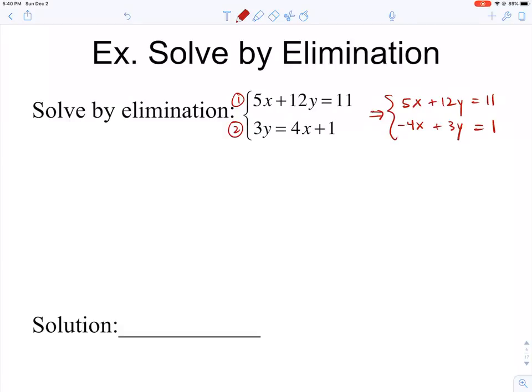Okay, and then neither of the coefficients are opposites of each other, so we're going to need to use the multiplication property of equality. I know that 3 is a factor of 12. So if I multiply the second equation by -4, that will make the coefficients for the y's opposites of each other. So that's what I'm going to do.